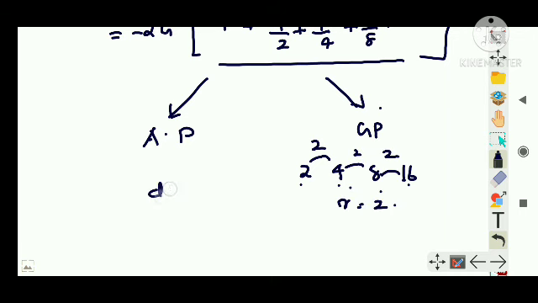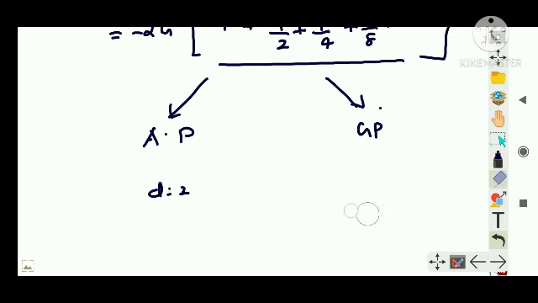Here the difference was 2, I believe. So this type of progression is known as geometrical progression. That is, if the difference between the second term and the first term is equal to the difference between the third term and the second term, then it is known as arithmetic progression. In a series, if the ratio of the second term to the first term is equal to the ratio of the third term to the second term, then it is known as a geometrical series or geometrical progression.